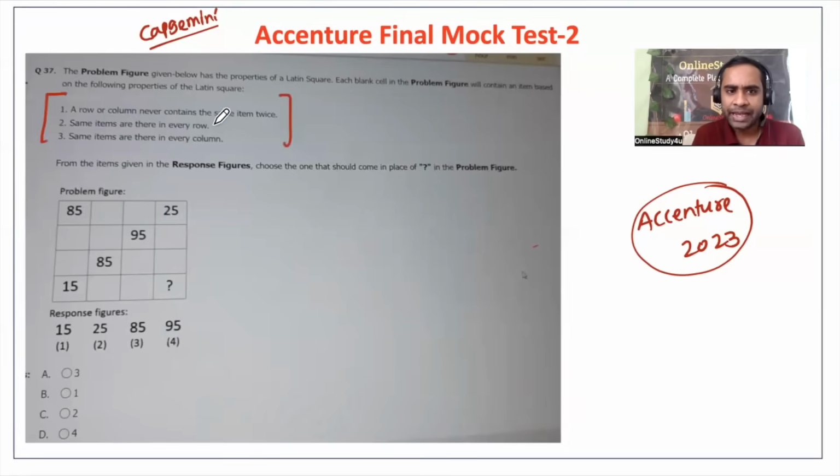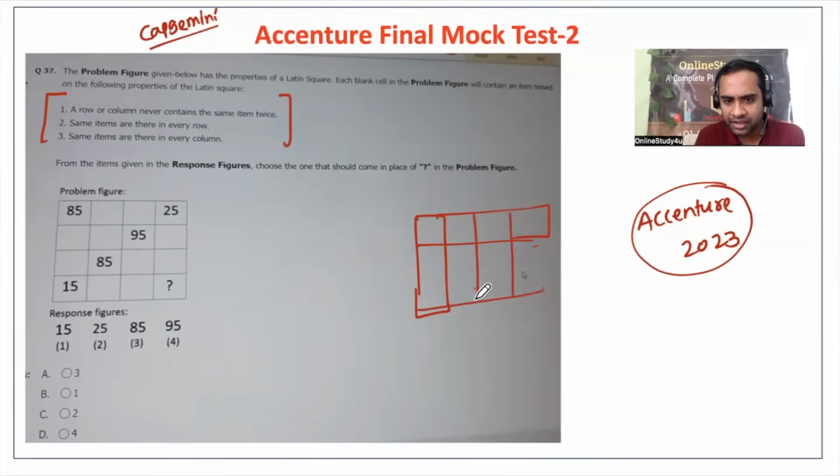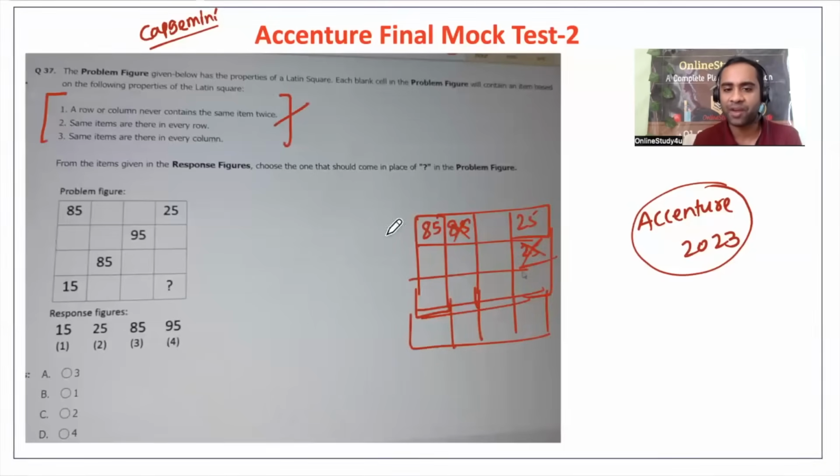A row or column never contains the same item twice. What they're telling is that either a row or a column does not contain the same number twice. Like if 85 is there, we cannot have 85 again. If we have 25 in one row, then in the same row we cannot have 25 again. This is my first line. Same items are there in every row. That means suppose we have 85, 15, 25 and 95, then in every row we will have all four, and even in every column we will have all four. So these are the three lines they have said.